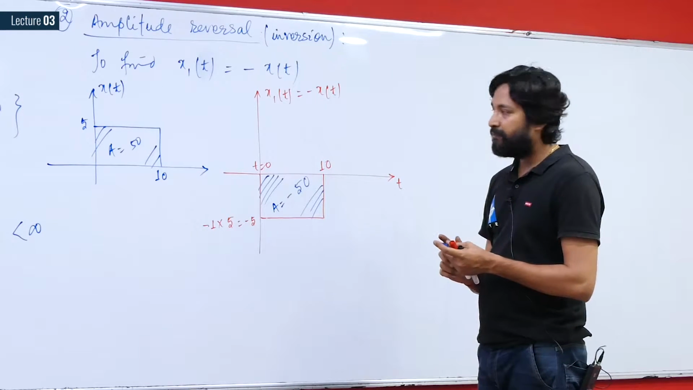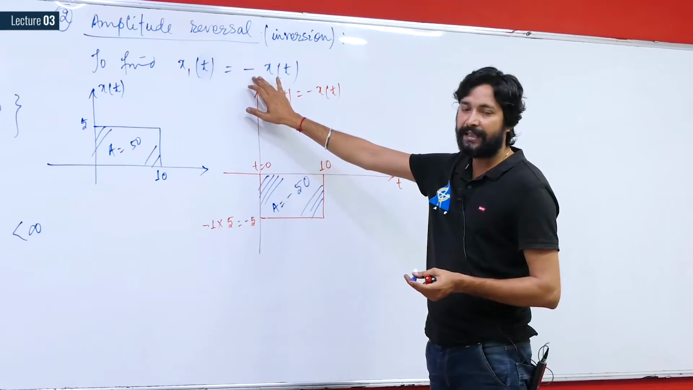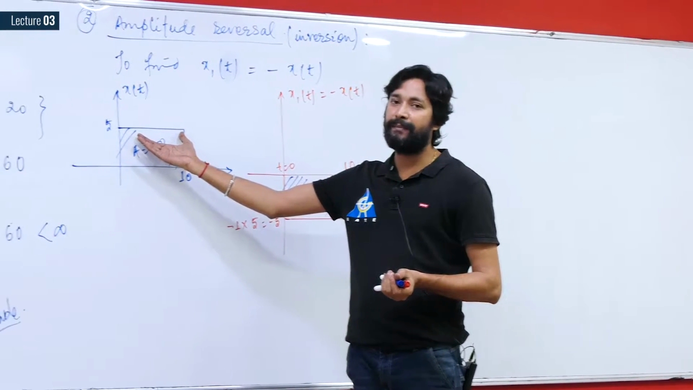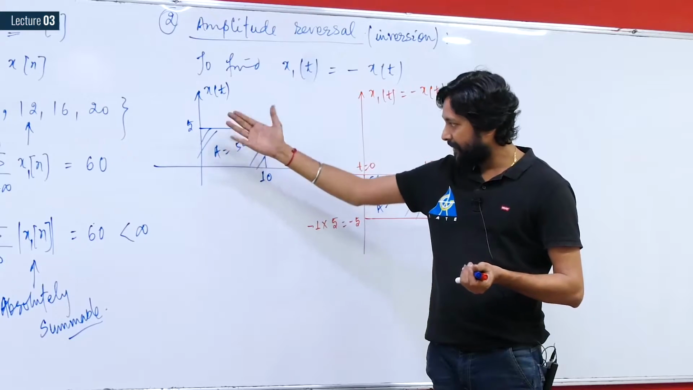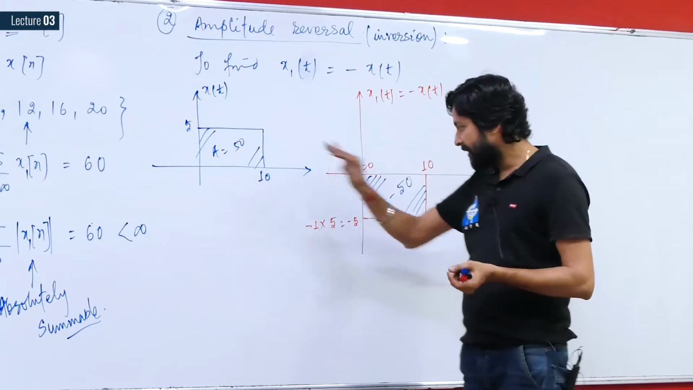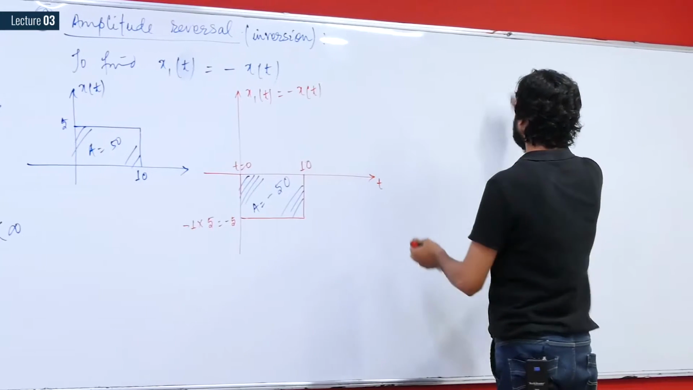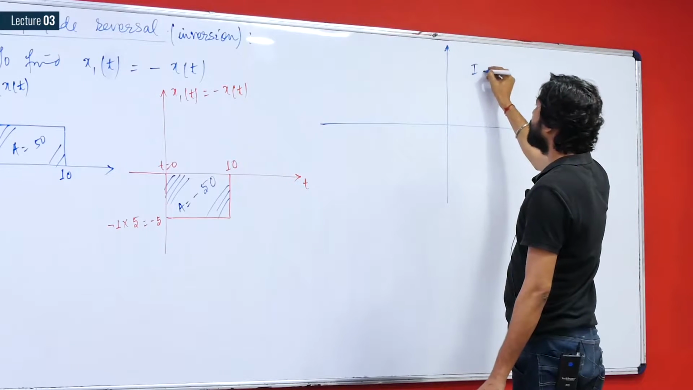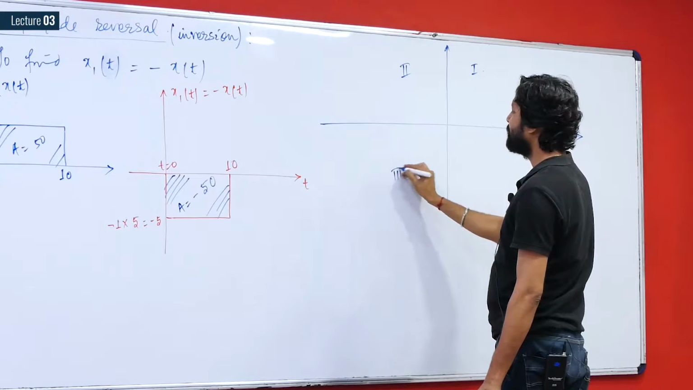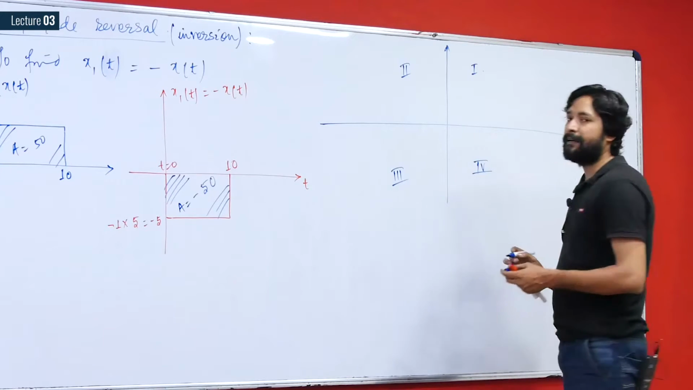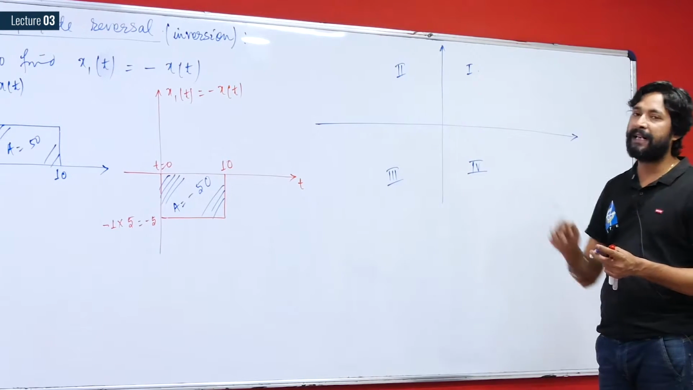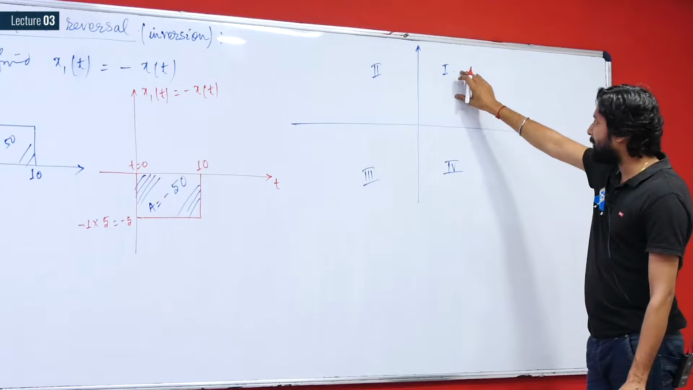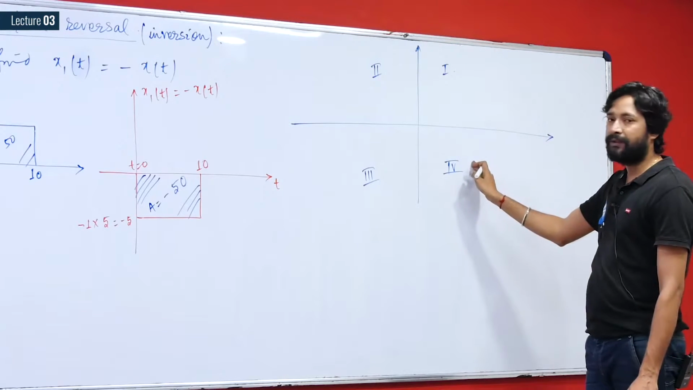So what you have seen here is that while performing amplitude reversal or amplitude inversion, if this is signal x of t, then you just multiply this signal by minus 1, and therefore this signal comes downside. You can also understand this process by quadrants. If you see, it is your first quadrant, second quadrant, third quadrant, and fourth quadrant. So whenever you apply amplitude reversal, then if the signal is existing in the first quadrant, after multiplying it by minus 1, it will be shifted to the fourth quadrant.